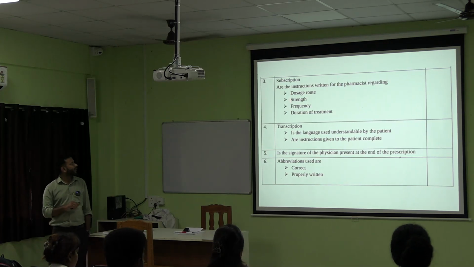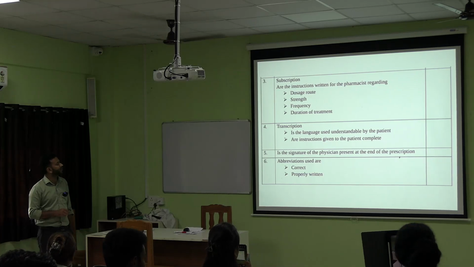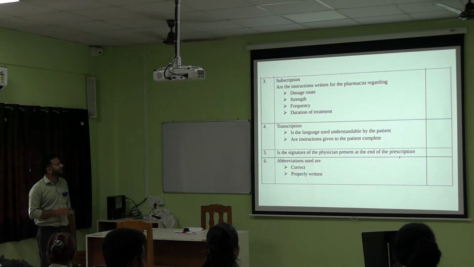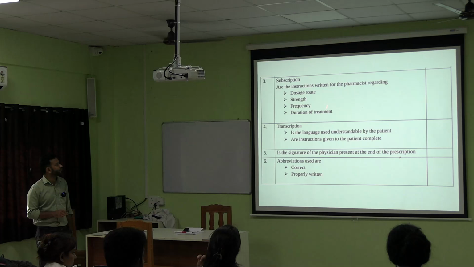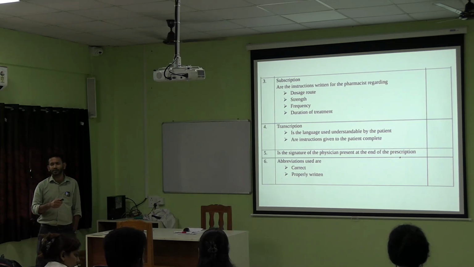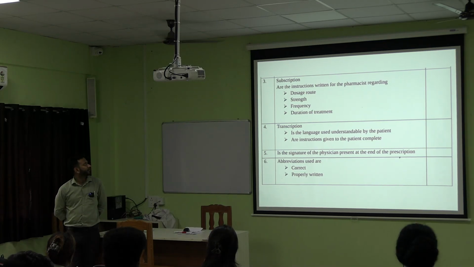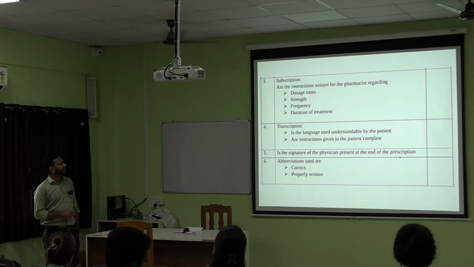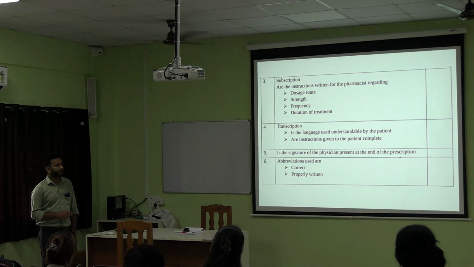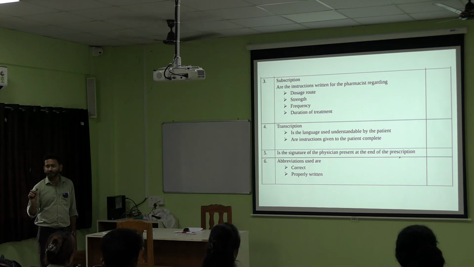In the subscription part, are the instructions written for the pharmacist regarding dosage route, strength, frequency, duration of treatment. These are important. Dosage route, what are the dosage routes, that also has to be mentioned. Next is strength of the drug. Suppose paracetamol 500 milligram. This drug XYZ, 250 milligram, not just mg.